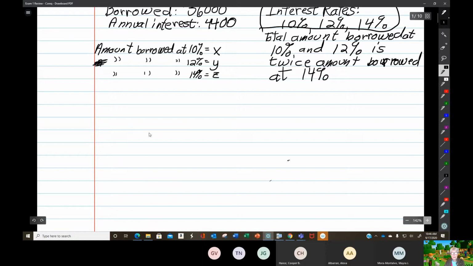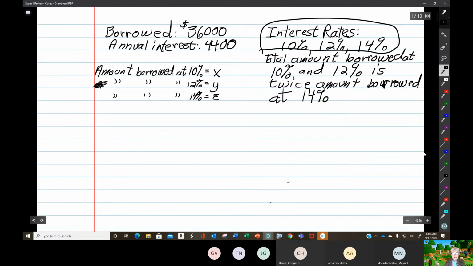The total amount borrowed was 36,000, so it has to be that X plus Y plus Z is 36,000.